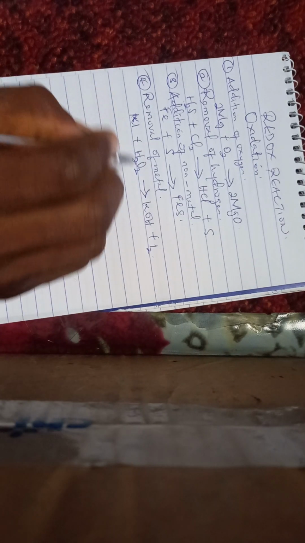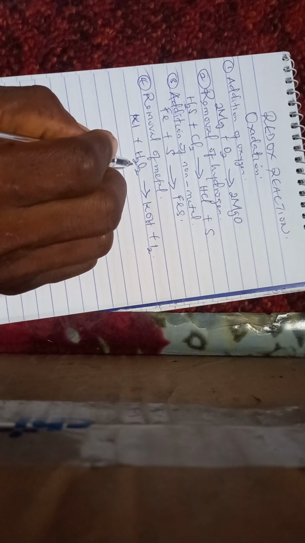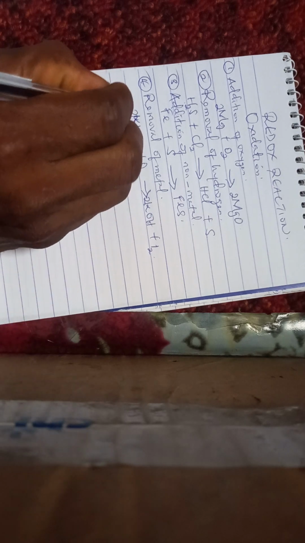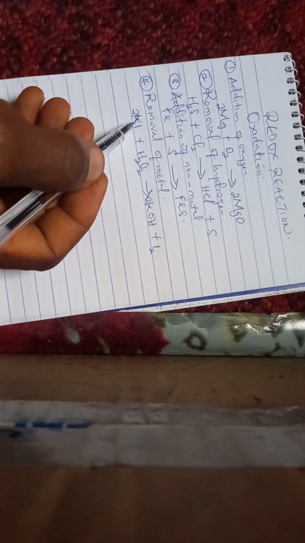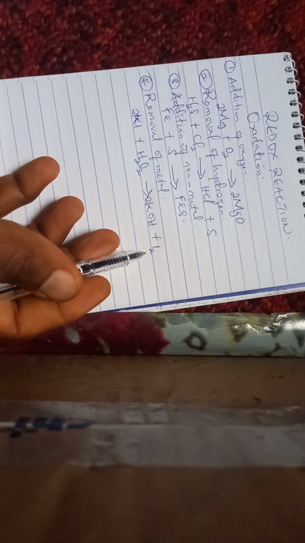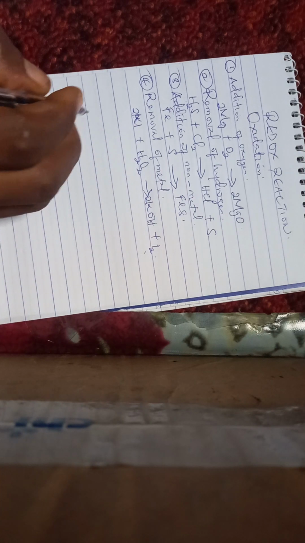We have 1 here, 2 hydrogens. Okay, we have it here, 2 oxygen. Correct. Then potassium has become 2. The equation is balanced. Now, this is the metal. That metal has been removed here now. So removal of metal is termed as oxidation.